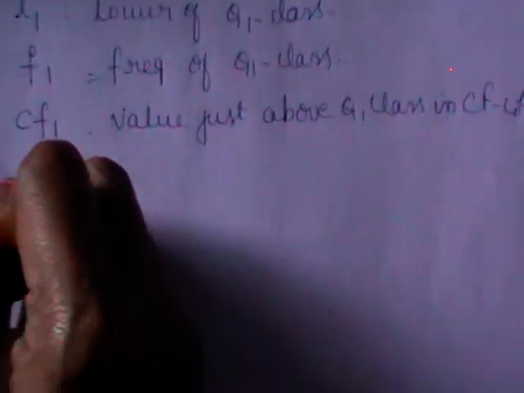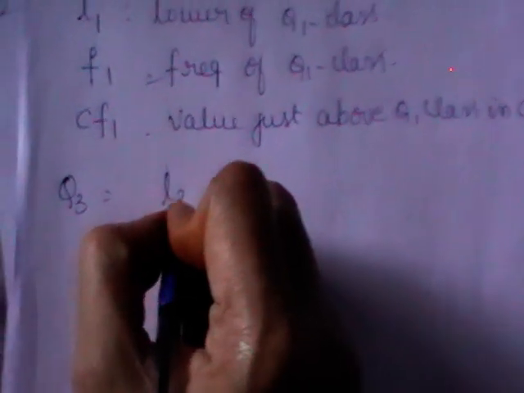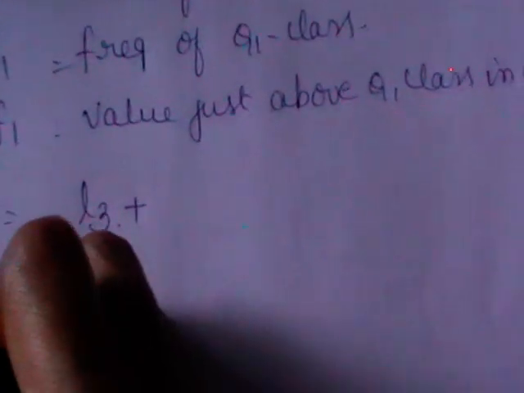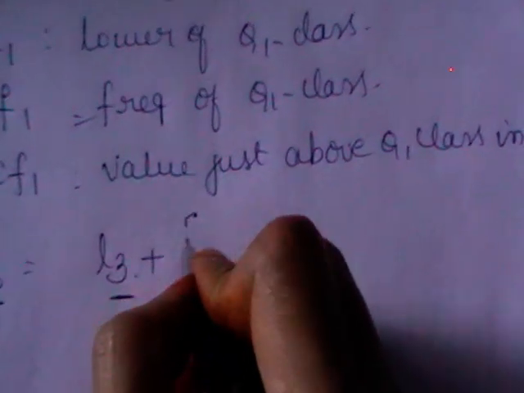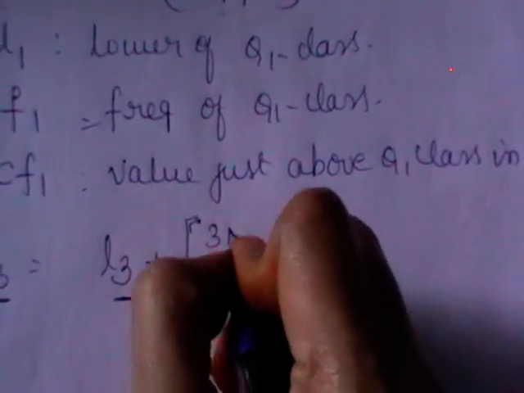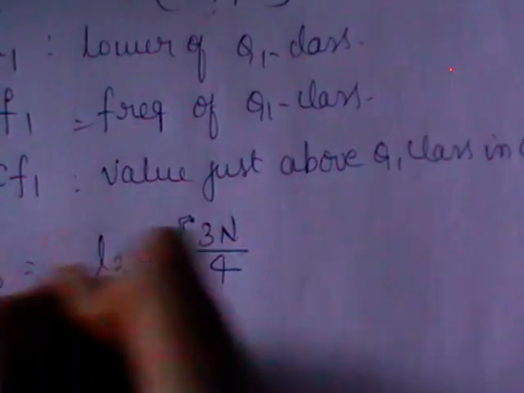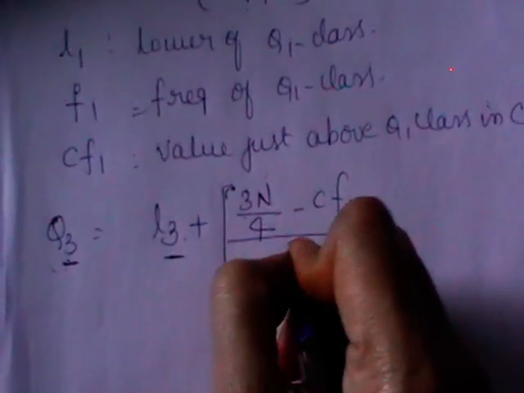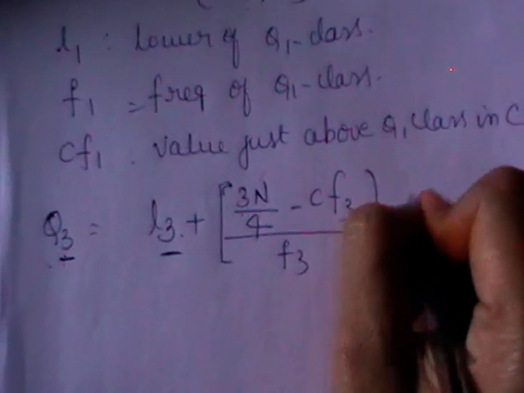And for Q3 the formula is L3. In place of L1 you will get L3, I said these two suffixes are going to be the same. Q3 is equal to L3 plus, in place of n by 4 you will get 3 times n by 4, as it is the third quartile, 3 into n by 4 minus CF3 by F3 into H.